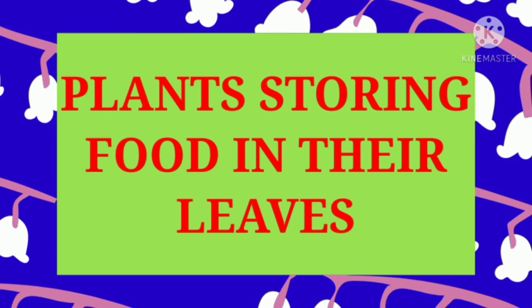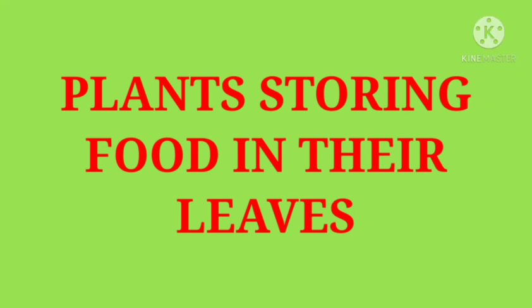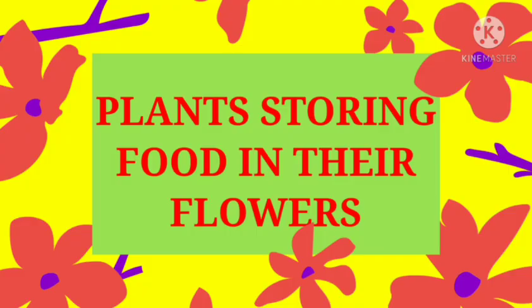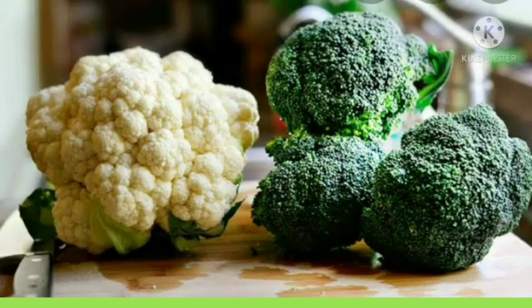Plants storing food in their leaves. Spinach, amaranthus, lettuce, cabbage are examples that store food in their leaves. Plants storing food in their flowers. Broccoli and cauliflower are plants that store food in their flowers.